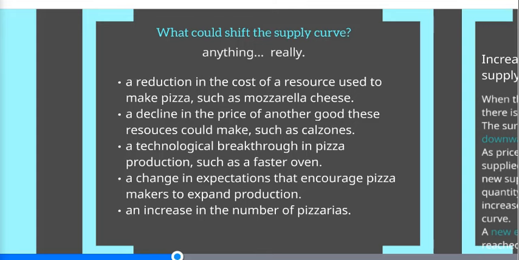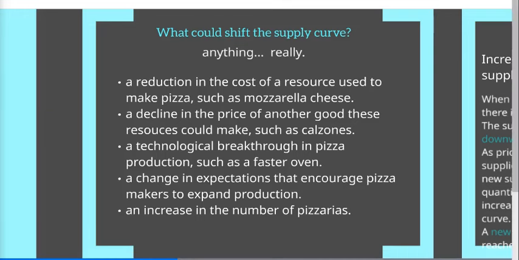Some examples are a reduction in the cost of a resource used to make pizza, such as mozzarella cheese. A decline in the price of another good these resources could make, such as calzones. A technological breakthrough in pizza production, such as a faster oven. A change in expectations that encourage pizza makers to expand production. Or an increase in the number of pizzerias out there. These would all be an increase.